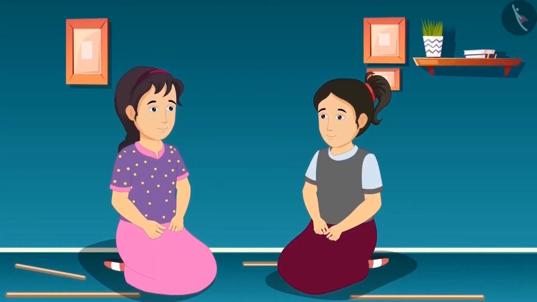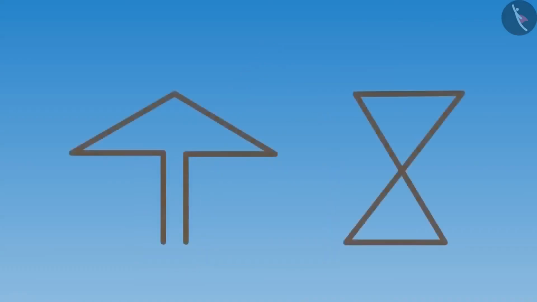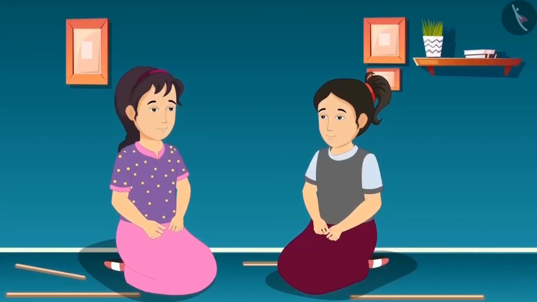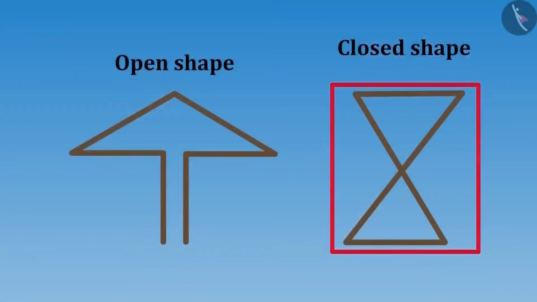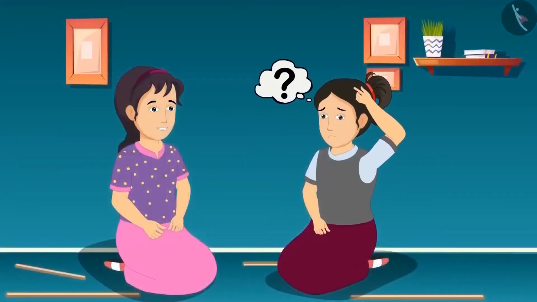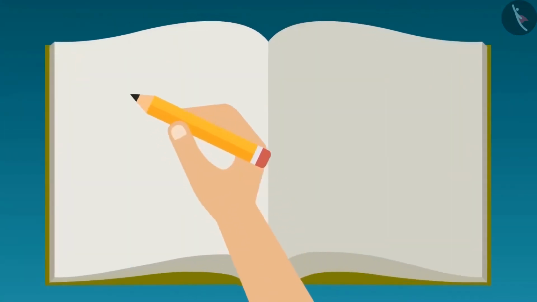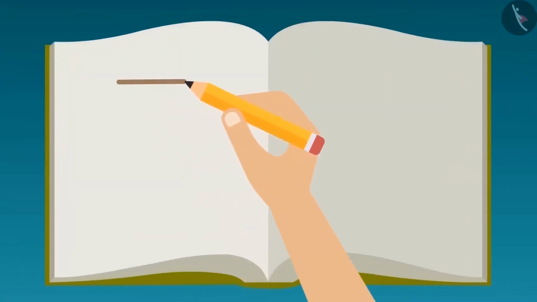Today, Meena and Riva are making different shapes with the help of wooden sticks. They have made this shape by joining 5 sticks, and they have made these 2 shapes with 6 sticks. Riva, do you know that this shape made out of 6 sticks is a closed shape and this is an open shape? Riva didn't understand what her sister said, so her sister started to draw the shapes on paper.